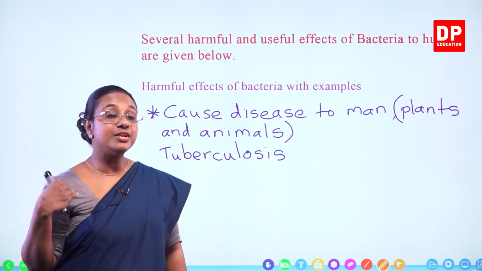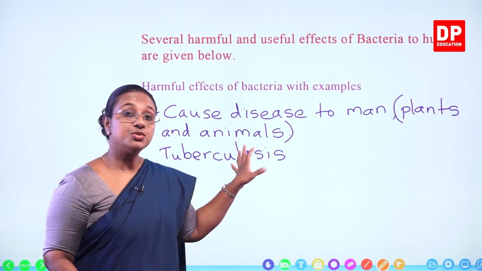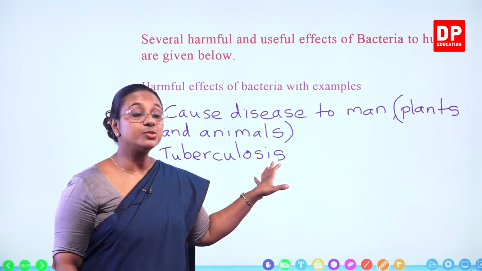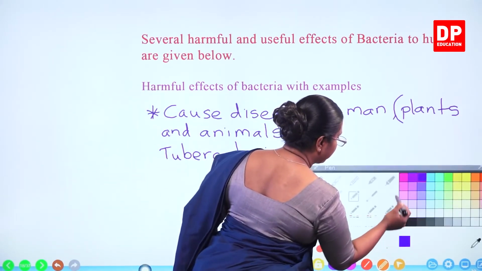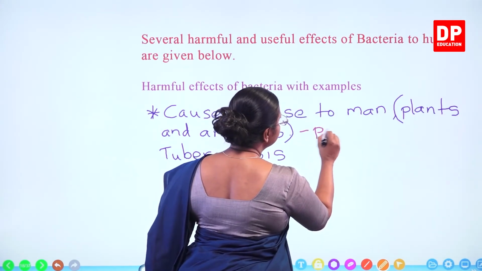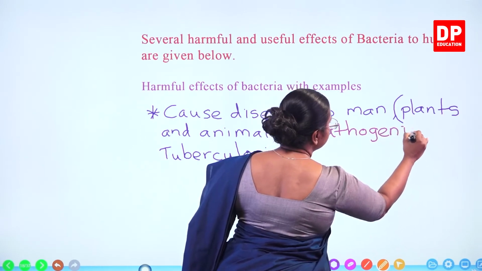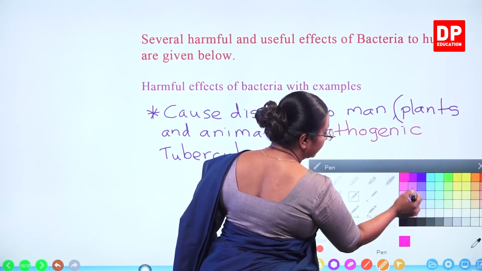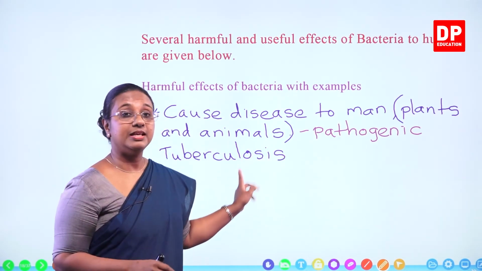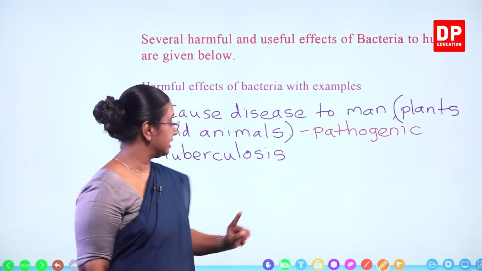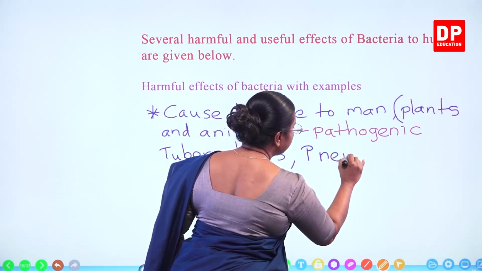Tuberculosis is a disease related to the respiratory system. It's caused by a bacteria. So, when these bacteria cause diseases, what do we call them? They are pathogenic bacteria. You have to remember that term as well. They are pathogenic bacteria. We said when we were discussing the characteristics, some are pathogenic. So, those are the bacteria that are going to cause these diseases. We have tuberculosis, then we have pneumonia.